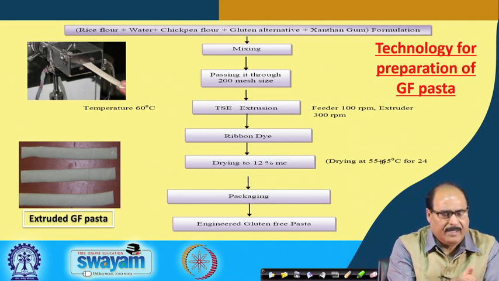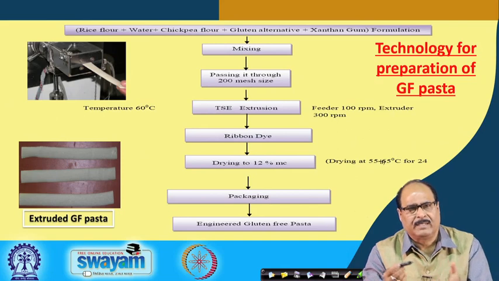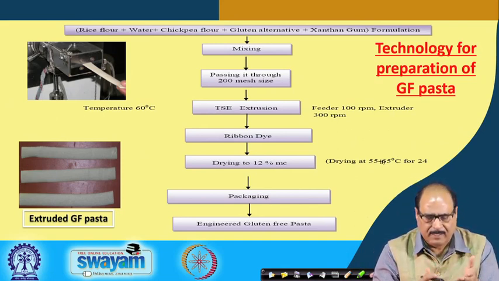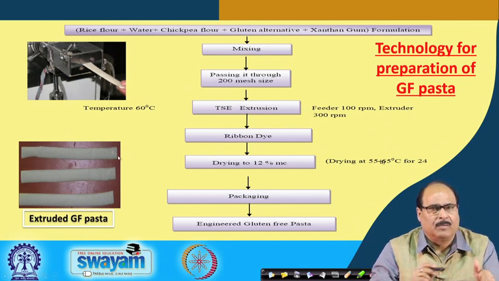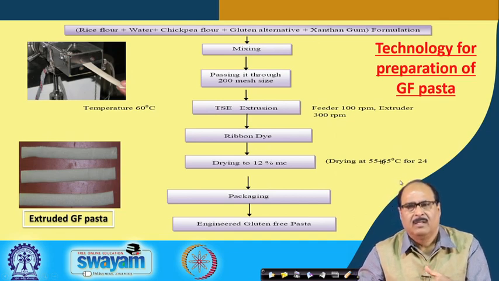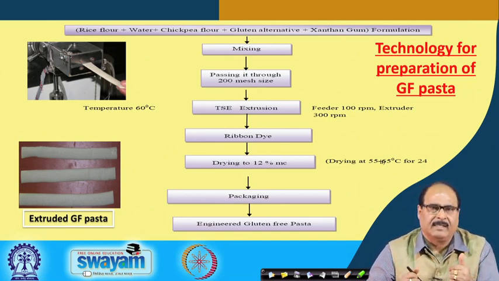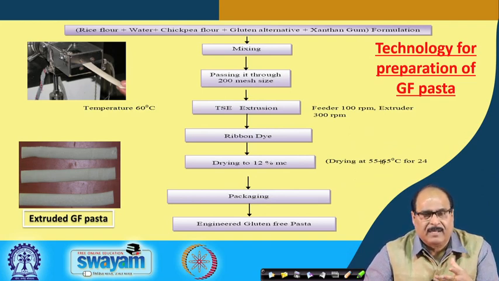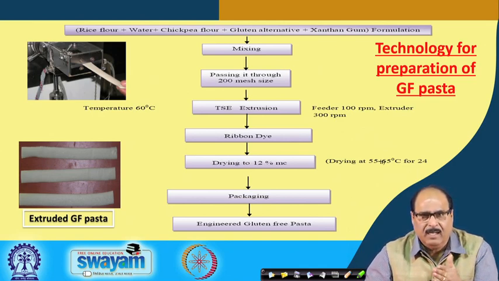degrees Celsius. A ribbon type die we have used, although different types of dies or cutters can be used to get the desired types and size of the GF pasta. Finally, this is the picture of the ribbon type gluten free pasta which we get. This pasta is then dried at a temperature of about 55 to 65 degrees Celsius overnight, maybe 24 hours or so, to a final moisture content of 10 to 12%, for getting the desired characteristics. In fact, low temperature, long time drying of pasta is recommended.